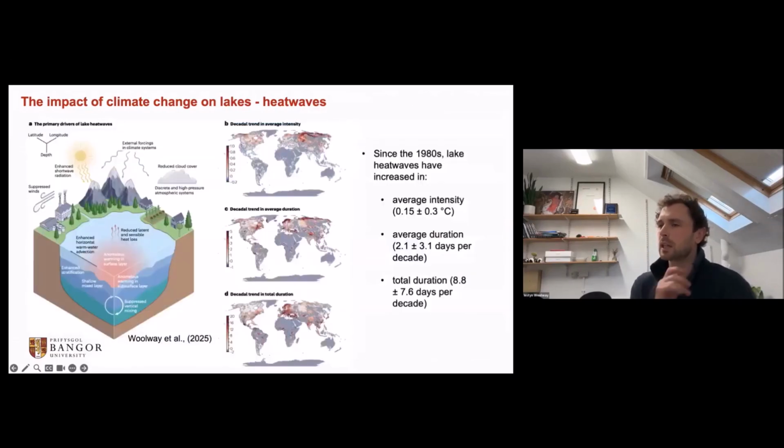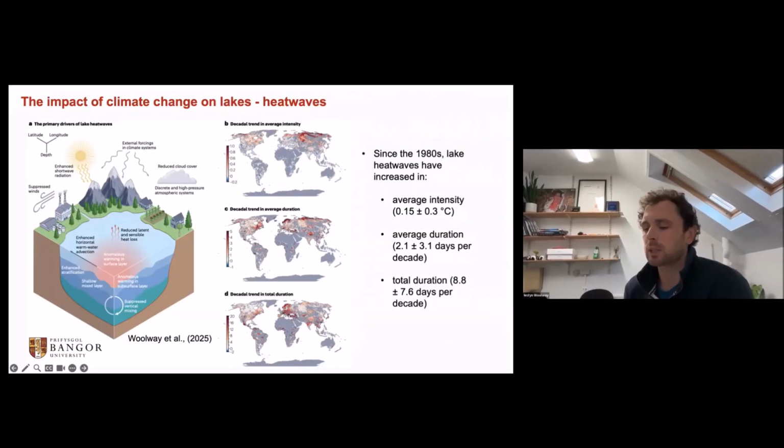So using the same GLAST data set, this global data set of 92,000 lakes, we calculated how lake heat waves have changed historically since 1980 till the near present. This forms part of a review article that we recently published on extreme and compound events in lakes. And some of the figures here are taken directly from that paper.